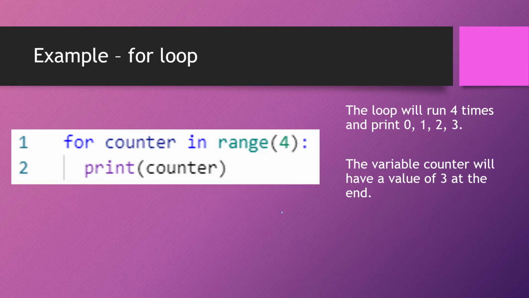Notice the loop will run 4 times and print 0, 1, 2, and 3 because I put my variable. So there's my variable, remember. That's counting up, starting at 0. And it's going to print 0, 1, 2, and 3 because that's the number I'm actually printing, that variable. The variable counter will have the value of 3 at the end. It's not going to be the value of 4. It ultimately will stop before it adds that 4. So counter will end with a value of 3.